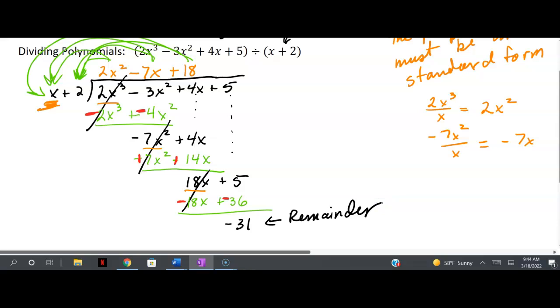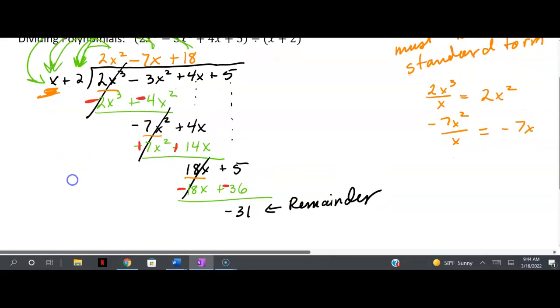How do you want to write the answer? The answer is going to be a polynomial. I hope I have enough room here. 2x squared minus 7x plus 18. And then there are two ways you can write it. You can write plus a negative 31 over the divisor, which is x plus 2. Or if you just want to make that a minus sign and then have 31 over x plus 2, that's fine. I don't really care which way you do it.